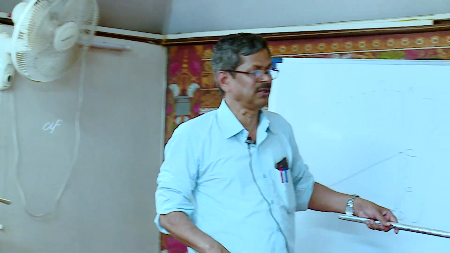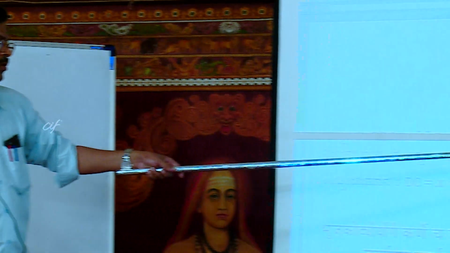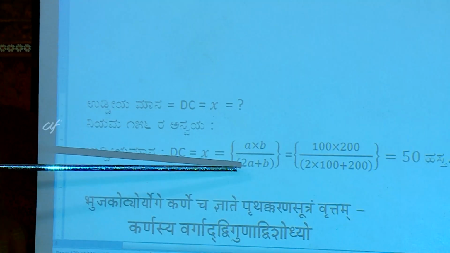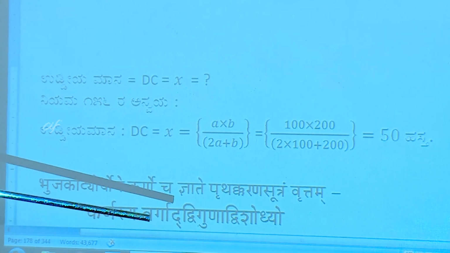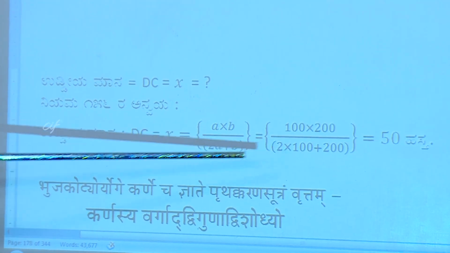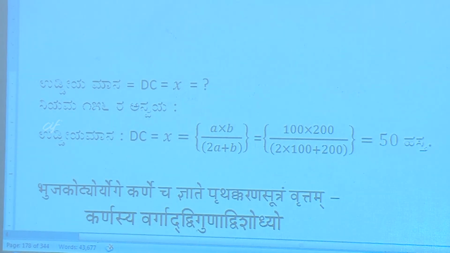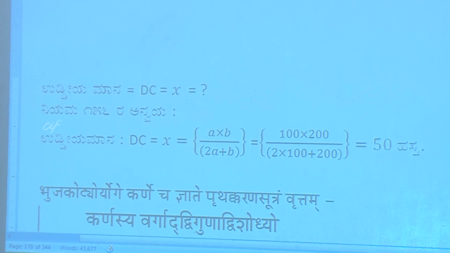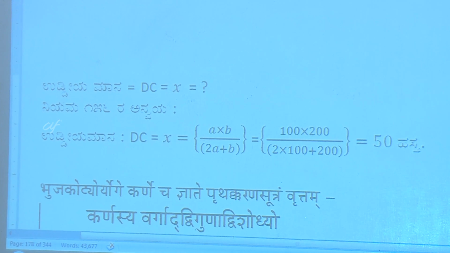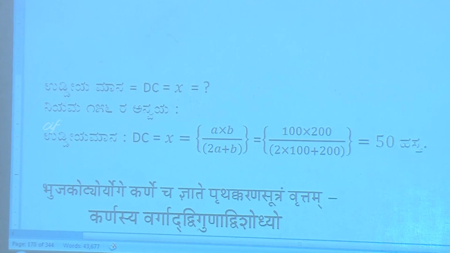Now we know the solution. Substitute the values. We know a is equal to 100, b is equal to 200, 2 into a plus b. Here 2a is equal to 2 into 100 plus b is 200. On simplification we will get 50. So that monkey jumped 50 cubits above the tree. Next, 158.